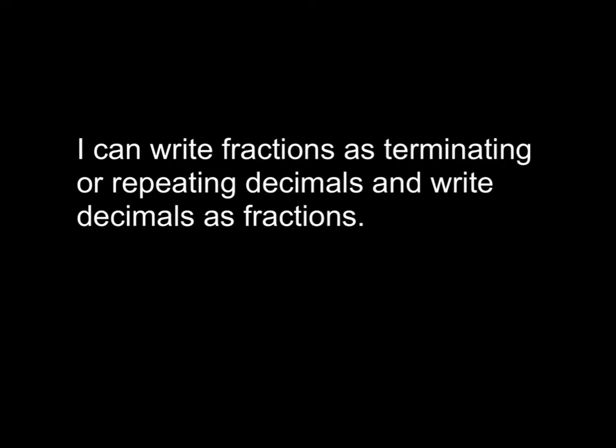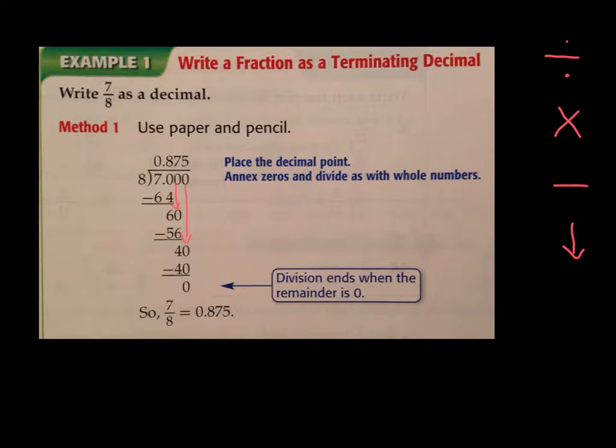Today's learning target is I can write fractions as terminating or repeating decimals and write decimals as fractions. One of the things we're going to do today is write a fraction as a terminating decimal. The word terminating means ending. So when we have this fraction, here's an example, 7/8. To find out what that is as a decimal, we can use paper and pencil and divide. So we have 7 divided by 8.